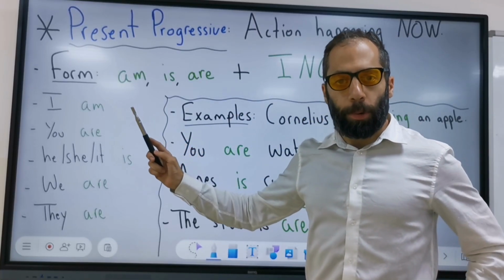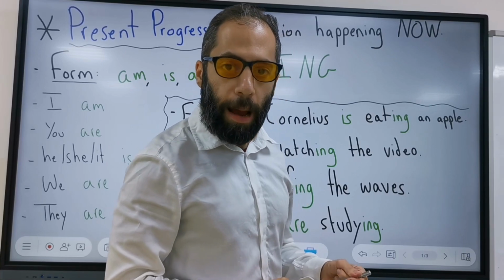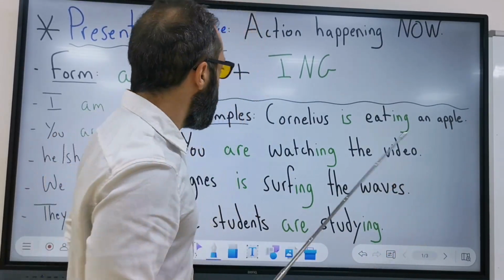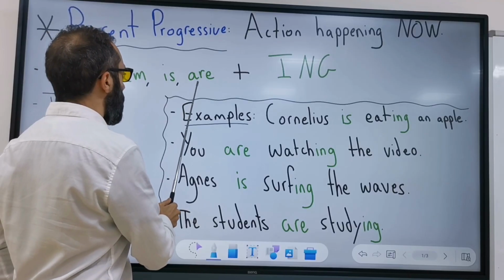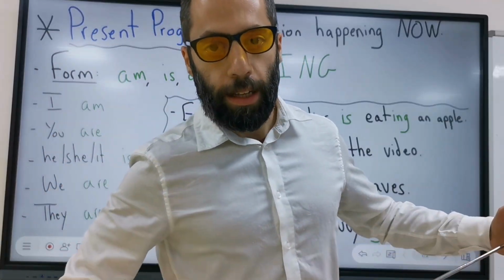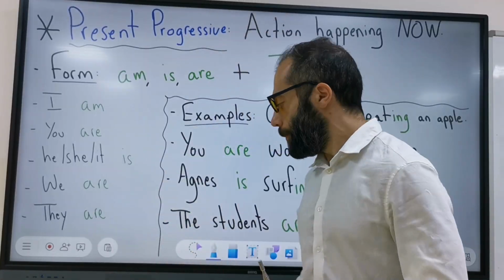I will use the present progressive to talk about actions happening now. And I will use the verb to be, am, is, or are, and then I will add ing. Am, is, or are, and then I will add ing.